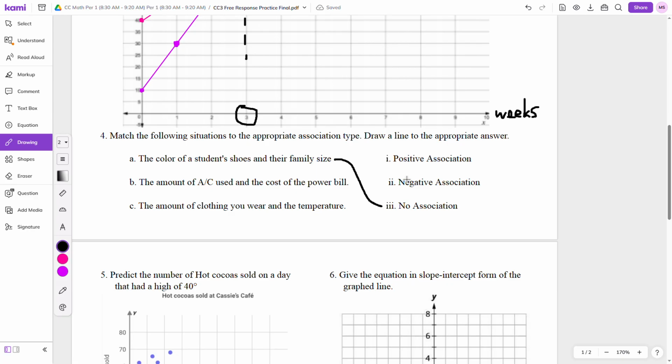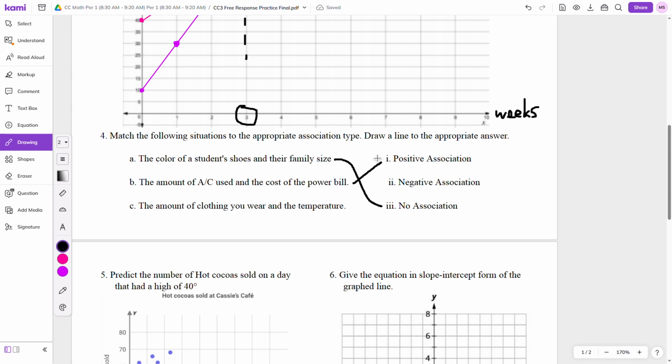What about the amount of AC you use and the cost of the power bill? Well, don't you have to pay more money if you use the AC more? So as the use of AC goes up, the power bill goes up. So that's a positive association because if one goes up, the other one goes up.